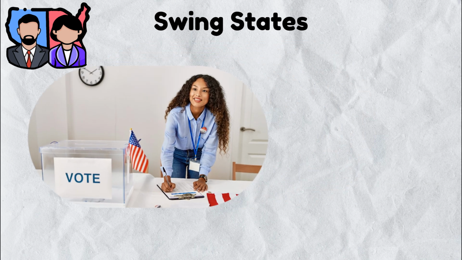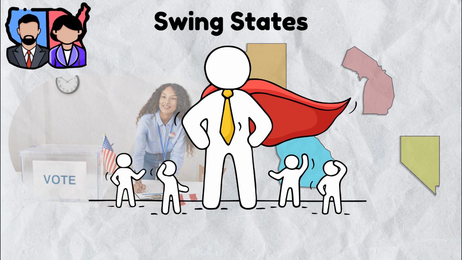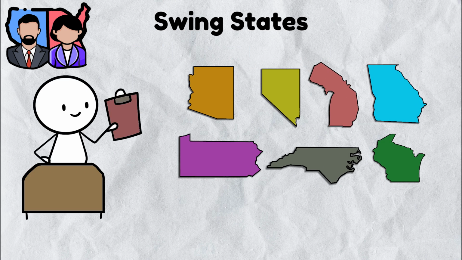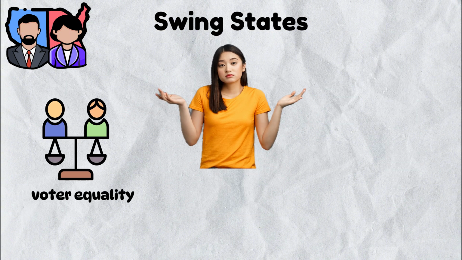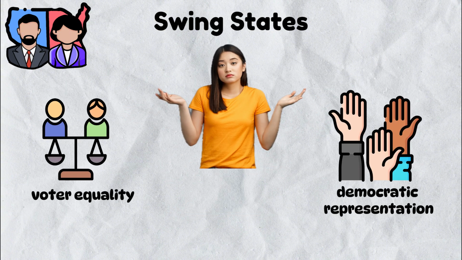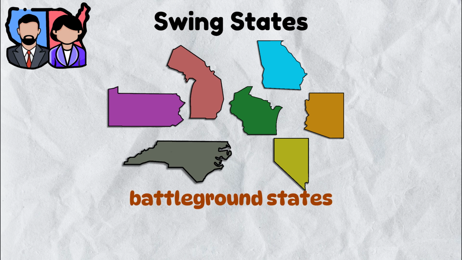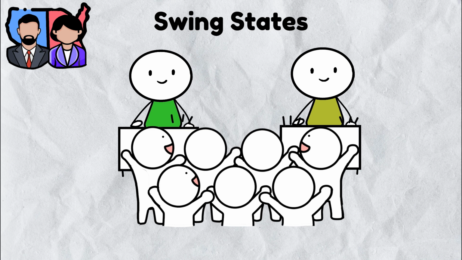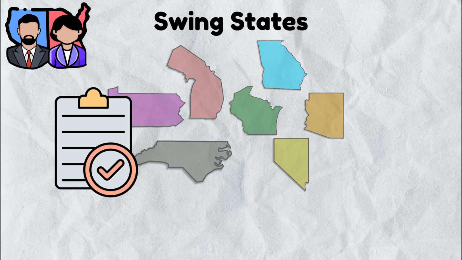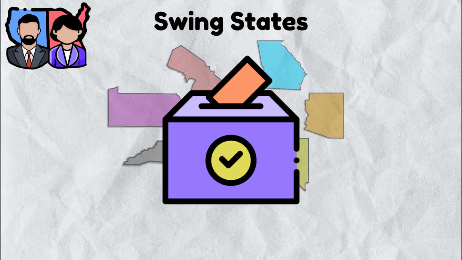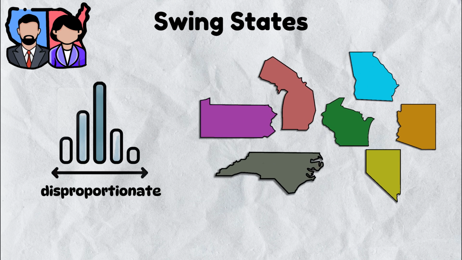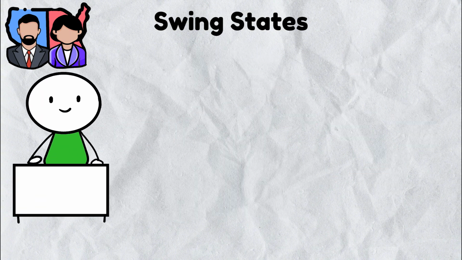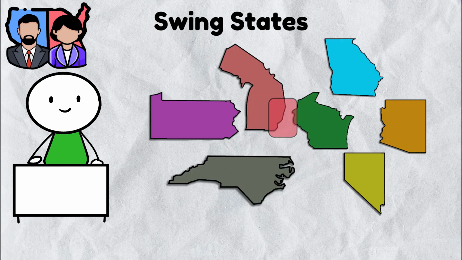In recent elections, a handful of states have wielded extraordinary power in determining presidential outcomes. These battleground states have become the primary focus of campaigns, raising questions about voter equality and democratic representation. Swing states, also known as battleground states, are those where both major political parties have similar levels of support among voters. These states play a critical role in determining the outcome of presidential elections due to the Electoral College system. The disproportionate influence of swing states is evident in campaign strategies, as candidates focus their efforts on securing the necessary electoral votes in these competitive regions.